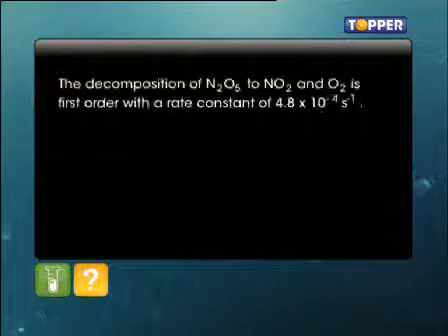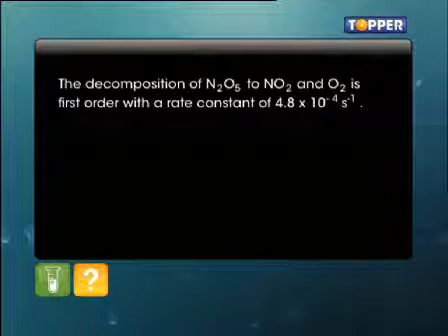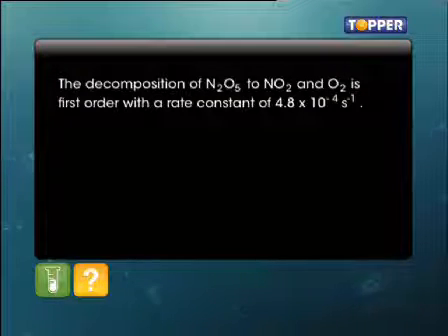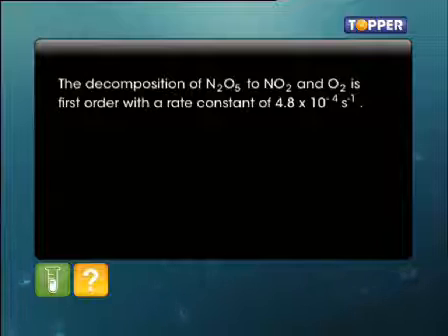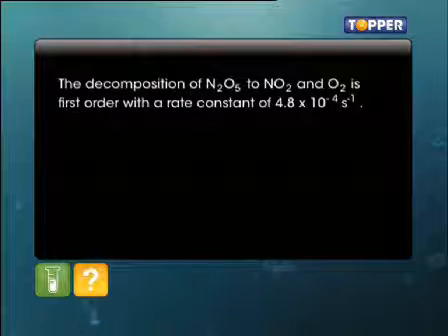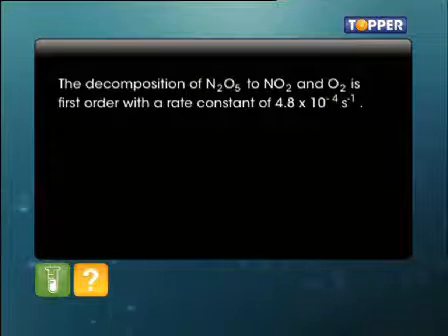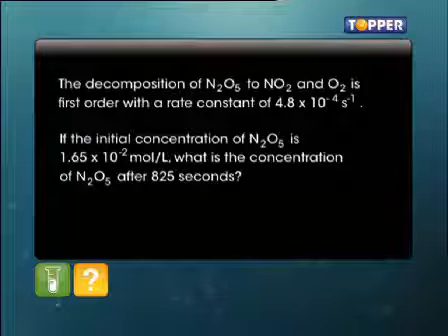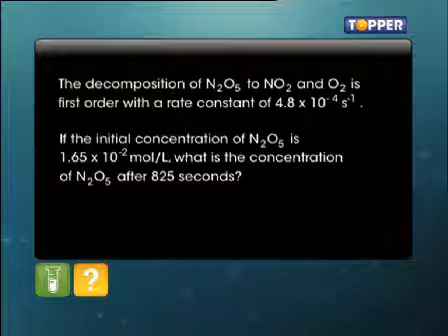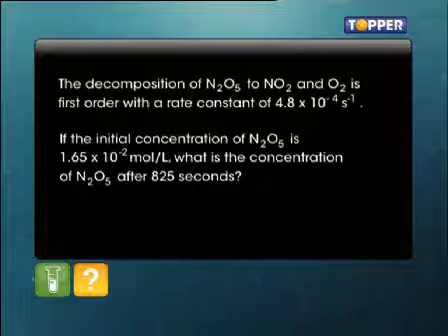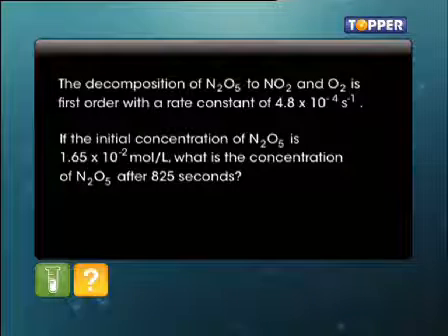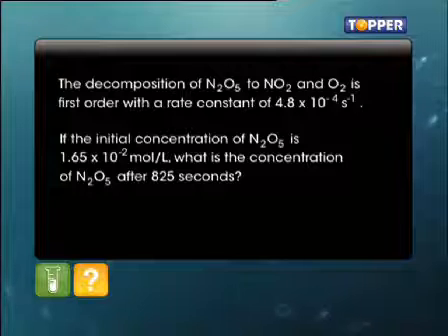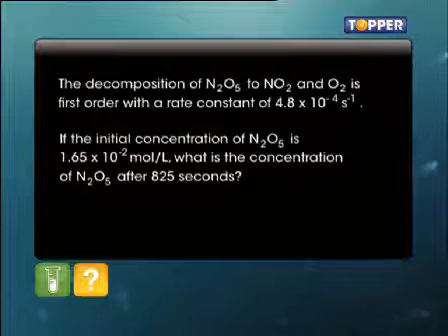The decomposition of dinitrogen pentoxide to nitrogen dioxide and oxygen is first order with a rate constant of 4.8 × 10^-4 per second. If the initial concentration of dinitrogen pentoxide is 1.65 × 10^-2 moles per liter, what is the concentration of dinitrogen pentoxide after 825 seconds?